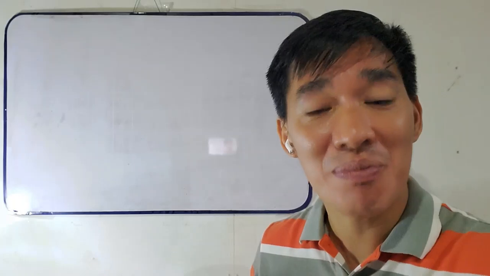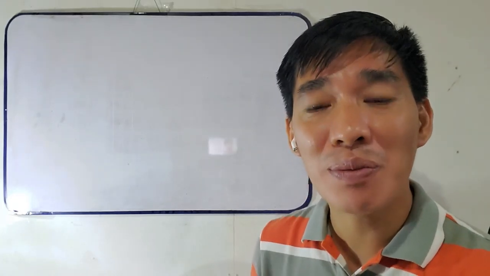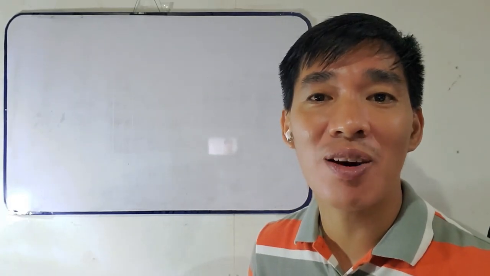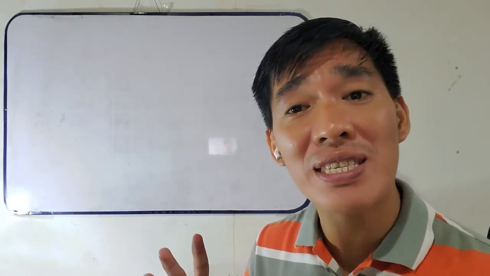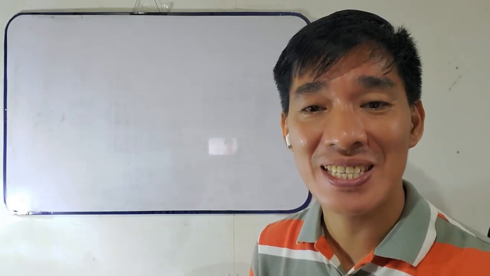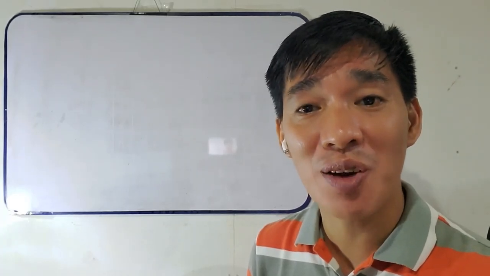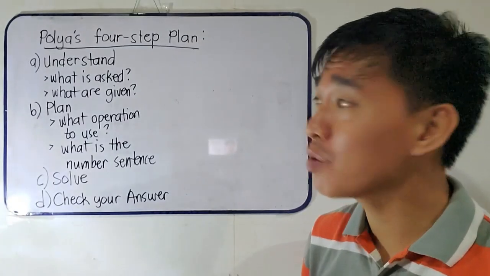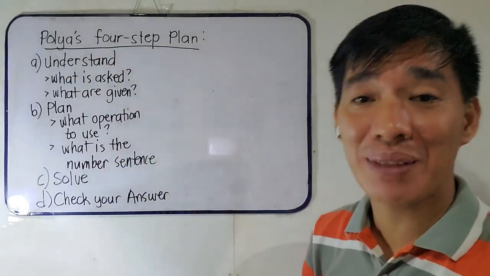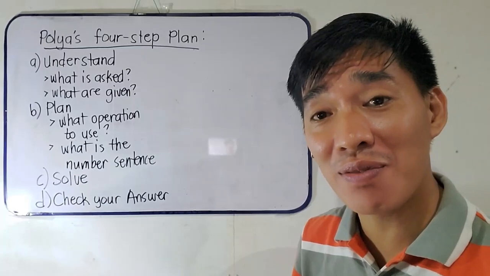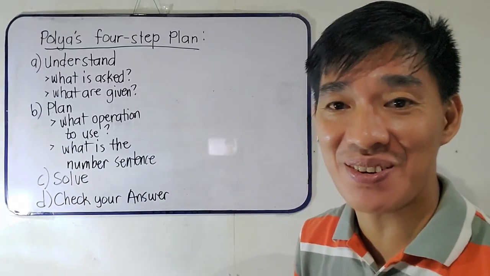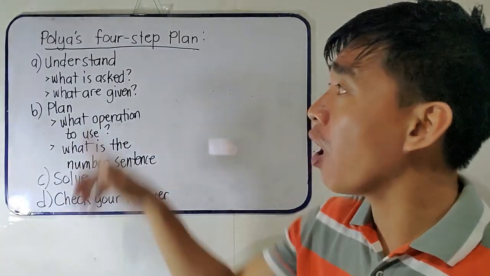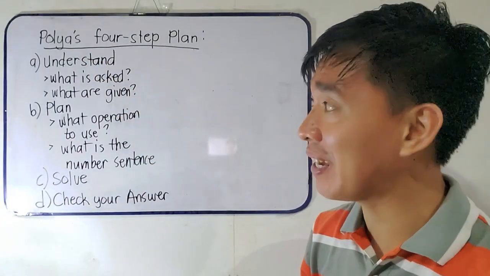a non-routine problem. So this time, I will be giving you some of the problems that we need to do. Let's try also to use Polya's 4 steps in solving the problem. So get ready, and I will be showing you steps on how to solve the problem. We will use Polya's 4-step plan in order for us to solve the previous problem that I gave you. So this time, let us first familiarize ourselves with Polya's 4-step plan.